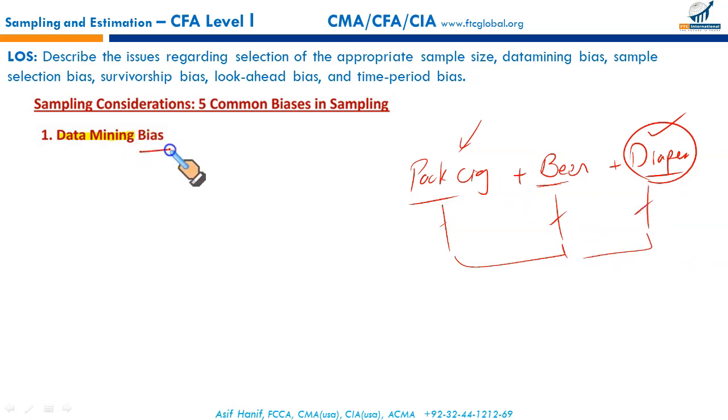So data mining bias: sometimes we might arrive at these relationships thinking that they represent valid relationships, but they may not be so. Such correlations may not predict the future. They might give us statistically incorrect, irrelevant trends which may not be helpful for us. So this is called the data mining bias.